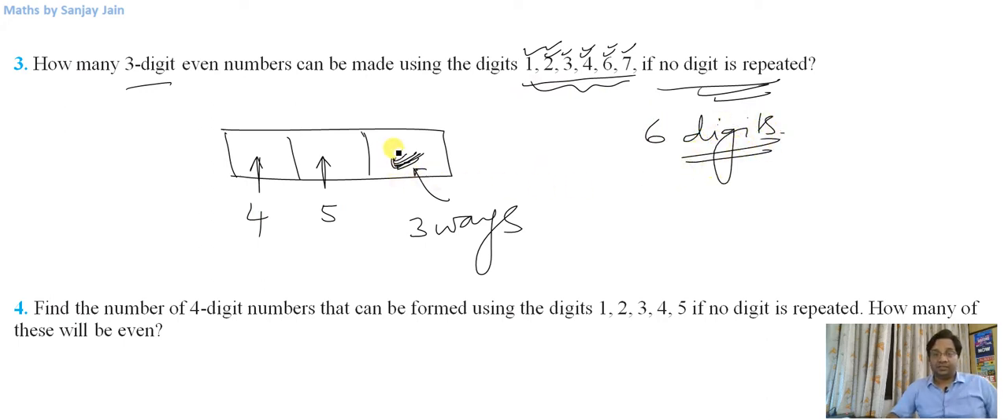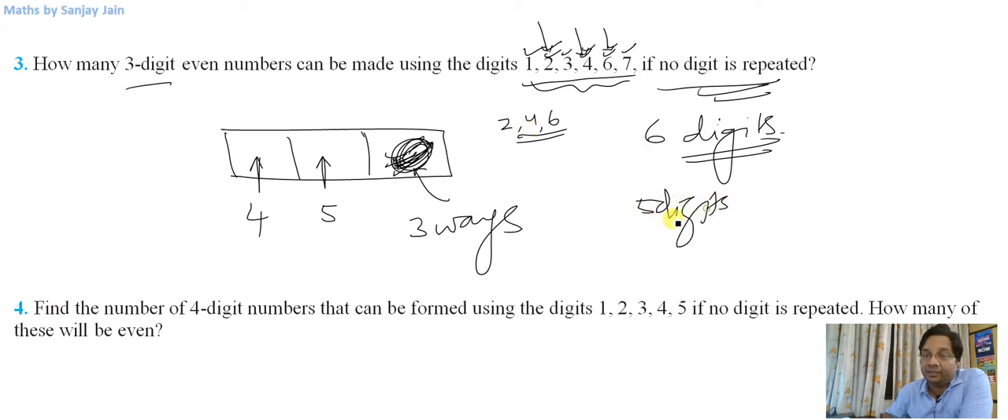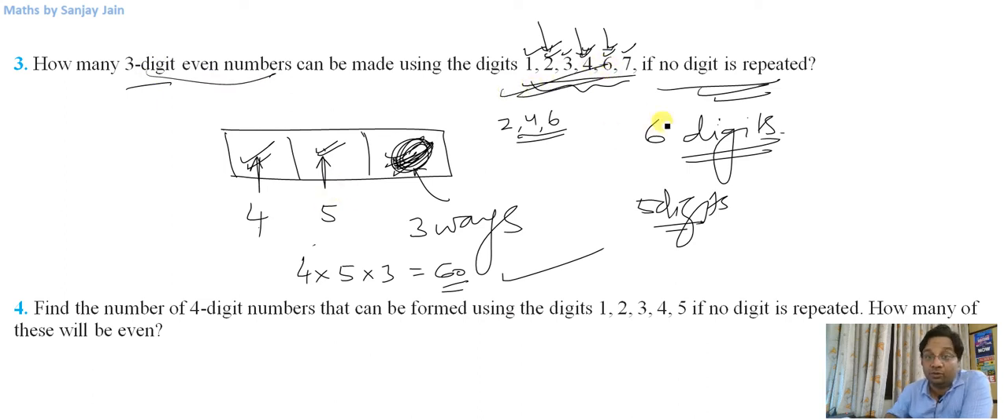Total 6 digits are there, out of which this place can be filled only with even digits, that is 2, 4 or 6. So I have got 3 ways to fill this place. Now that I have filled this place with any of 2, 4 or 6, I will be left with 5 digits, right? So out of those 5 digits, I can fill any one of them here, and now I am left with 4 digits, so this place can be filled in 4 ways. So the total number of ways is 4 into 5 into 3, that is 60. So 60 3-digit even numbers will be made out of these digits if no digit is repeated.